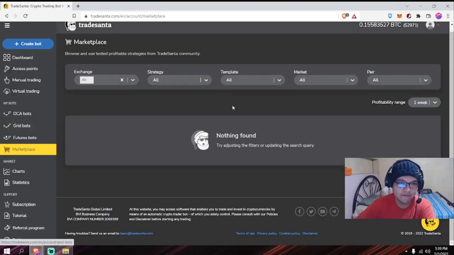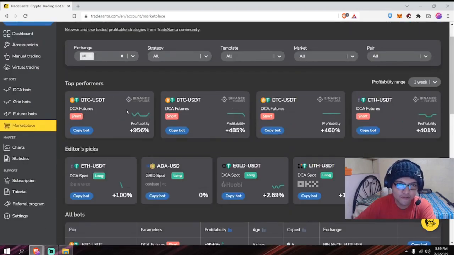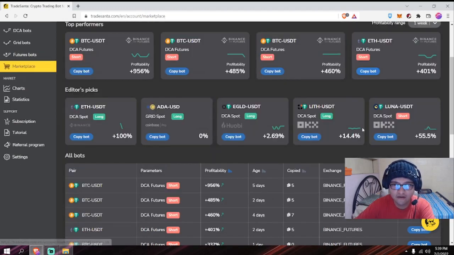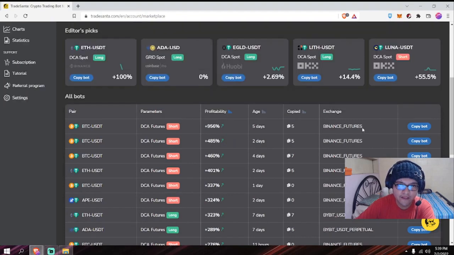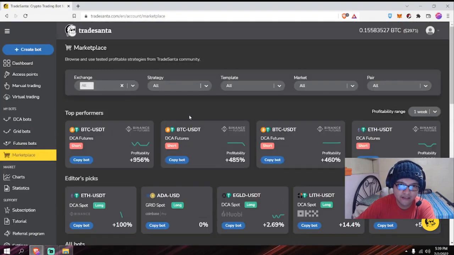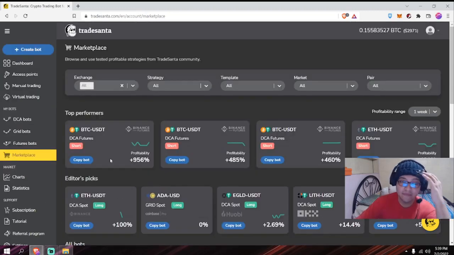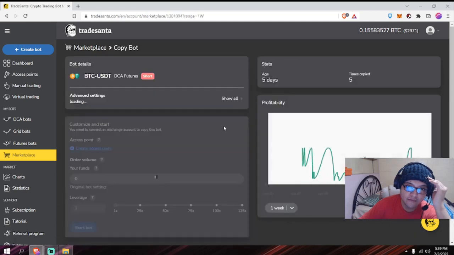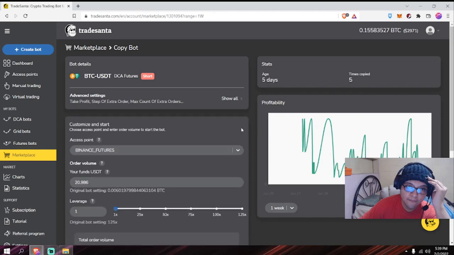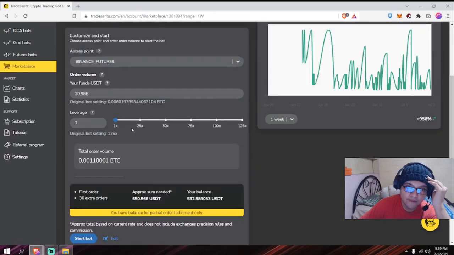Also, they have the marketplace, which shows which strategies are profitable, but as time passes I've seen that the strategies here seem not to be updated to the latest. So this is a DCA futures bot. Yeah, this is a futures bot. It's in short. If I click on copy, it has the settings available, but you can change them though.